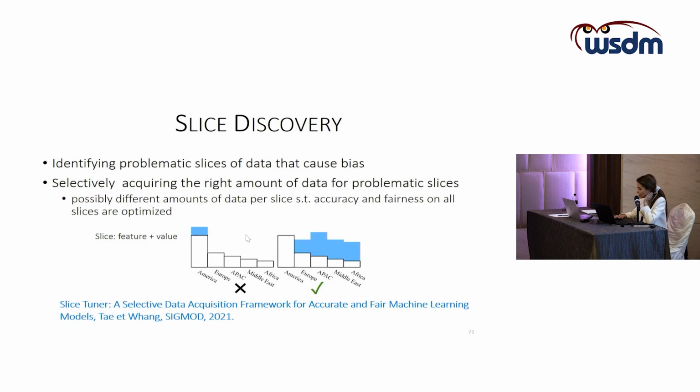And so the idea here is to have a balanced way of collecting data, and one of the existing works to do so is called Slice Tuner, that proposes a way of first identifying problematic features and values that cause bias. These combinations of feature values is what I refer to as bias. Slice Tuner also proposes a way of selectively acquiring data for these problematic slices and acquiring the right amount of data for these slices, such that the model accuracy and fairness on all slices are optimized.